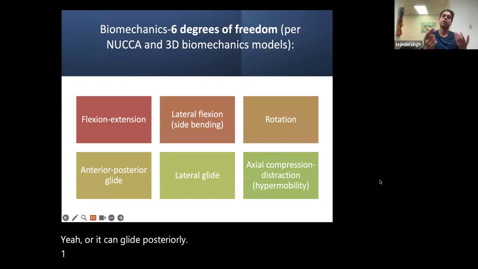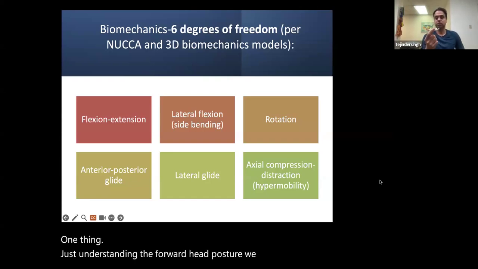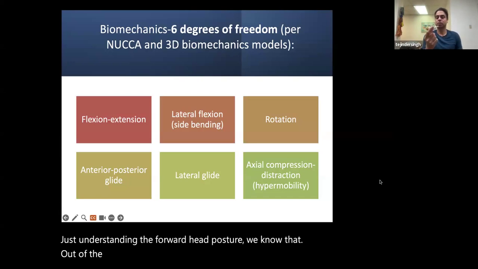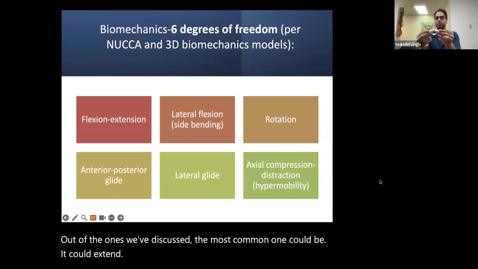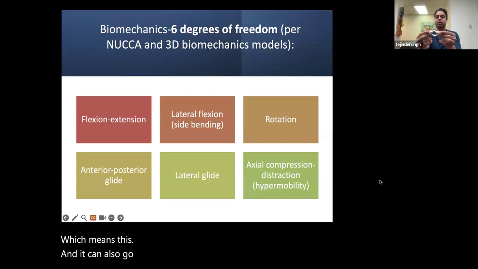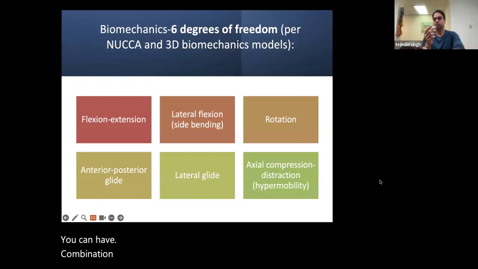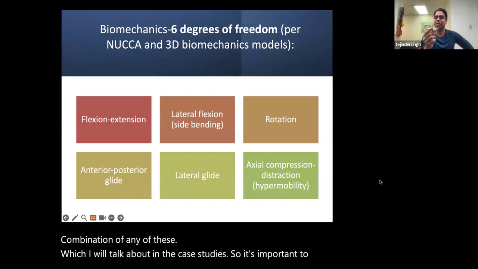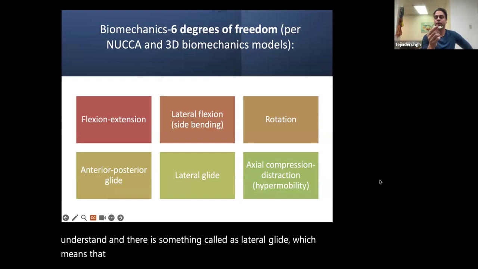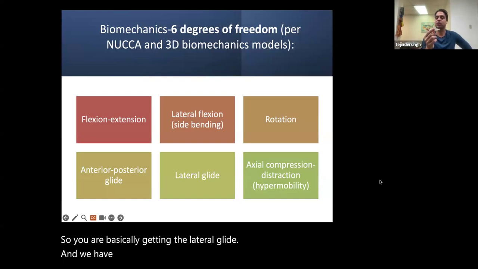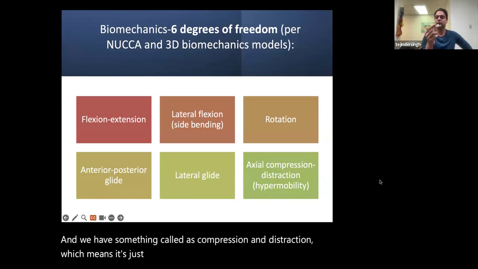Just understanding the forward head posture, we know that out of the ones we've discussed, the most common one could be that it extends, which means this, and it can also go into anterior glide. That is very common. But the problem with this situation is that you can have a combination of any of these, which I will talk about in the case studies. So it's important to understand. Then there is something called lateral glide, which means there is a lateral shearing. And we have compression and distraction, which means it's just moving up and down.